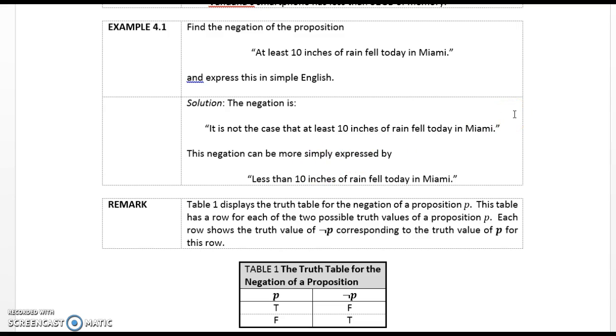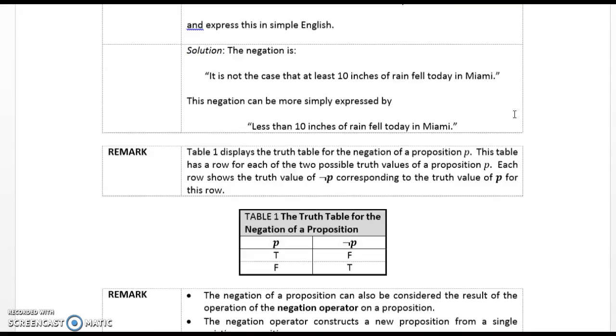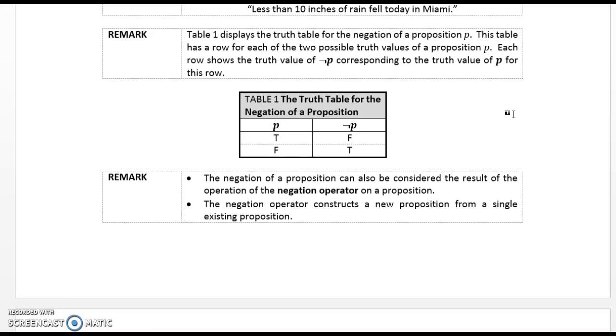Table 1 displays the truth table for the negation of proposition P. This table has a row for each of the two possible truth values of a proposition. Each row shows the truth value of not P corresponding to the truth value of P for the row. If P is true, then not P is false. If P is false, then not P is true.